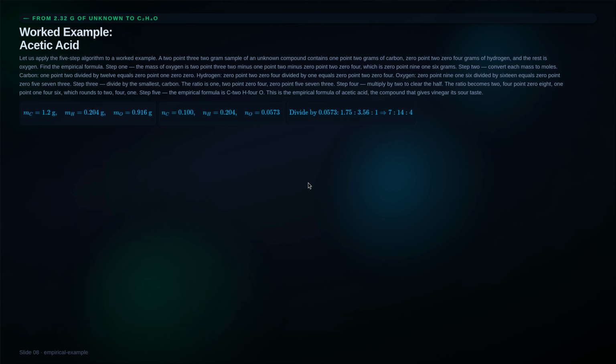The ratio is 1 for carbon, 2.04 for hydrogen, and 0.573 for oxygen. Step 4. Multiply all ratios by 2 to clear the half. The ratio becomes 2 to 4.08 to 1.146, which rounds to 2 to 4 to 1. Step 5. The empirical formula is C2H4O1, or simply C2H4O. This is the empirical formula of acetic acid, the compound that gives vinegar its sour taste.